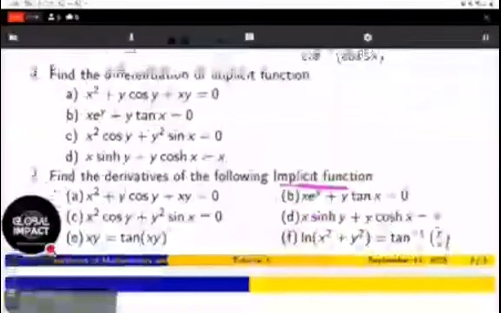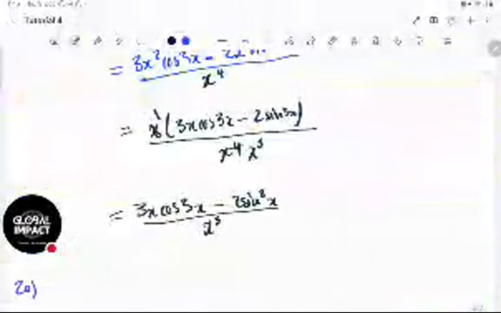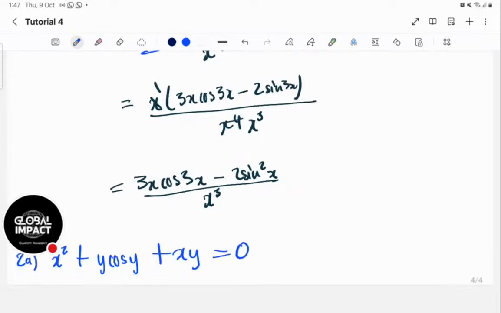So for implicit, let's go to number 2. Let's do it real quick. x squared plus y cos y plus xy. So this is going to be differentiate this nice easy implicit equation. This is an implicit equation. Sometimes you see books calling it implicit differentiation. It's differentiation of implicit equations. You must know it.